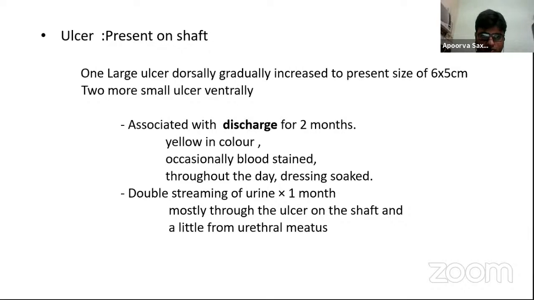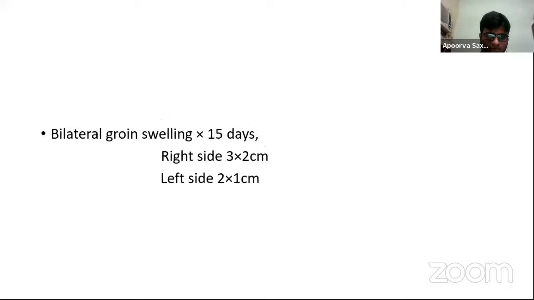Patient also complains of double streaming of the urine for the last 1 month, mostly through the ulcer on the shaft and a little from the urethral meatus. Patient also complained of bilateral groin swelling since 15 days, of which the right side was 3 by 2 centimeter and the left side was 2 by 1 centimeter in size. Both swellings were not associated with any discharge, pain, or skin changes over the swelling.